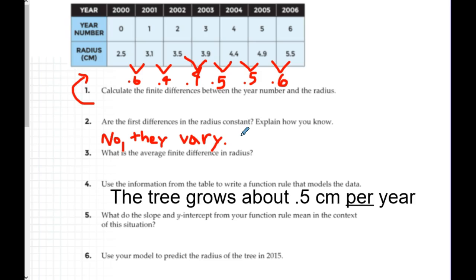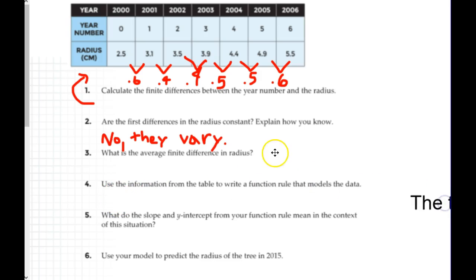So, number 3, what is the average finite difference in the radius? Now, do y'all know how to find an average? How do you average numbers? Let's say I got a bunch of numbers. How would I average them up? Add them up and then, not multiply, we would divide by how many numbers we had. So basically, do you see these 6 differences? We want to find the average difference. So let's add them all up. We'll make a big old fraction here.